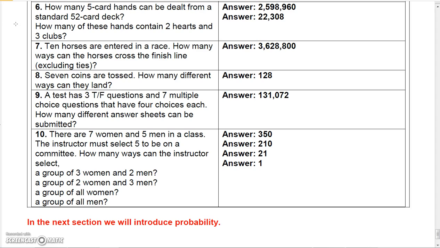And so that's pretty much the end of the counting techniques. Now make sure you master these counting techniques, because you can't do probability without doing so.